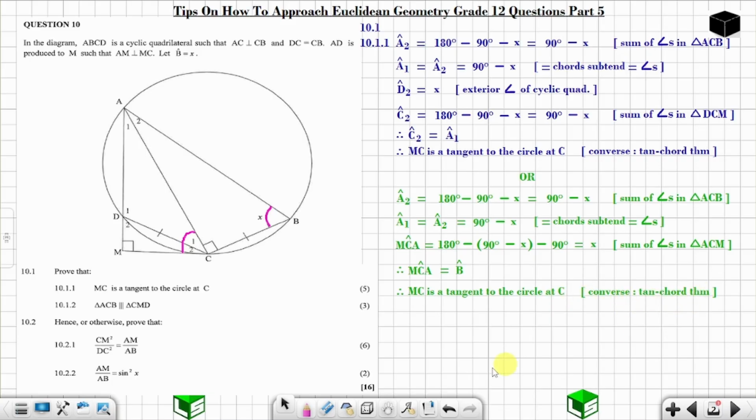Please check lesson 16 of 25 to learn about the tangent-chord theorem, and lesson 24 of 25 to learn about converse. So let's move on.